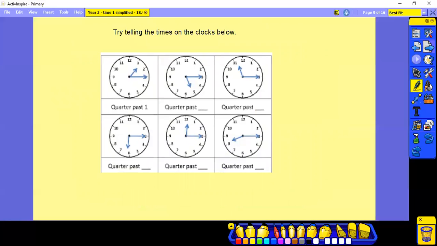So can you try telling the times on the clocks below? Pause this and have a go. So how did you get on? So we had 1:15, 5:15, 11:15, 6:15, 12:15, and 8:15.